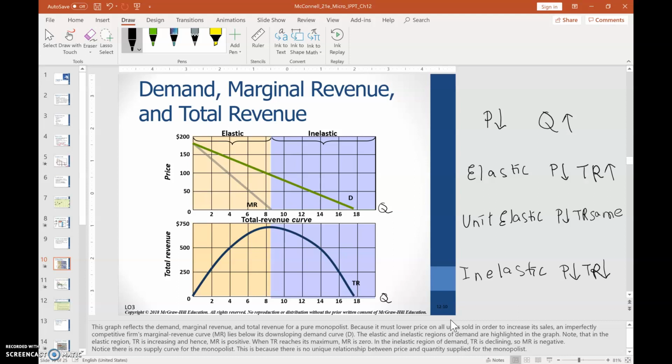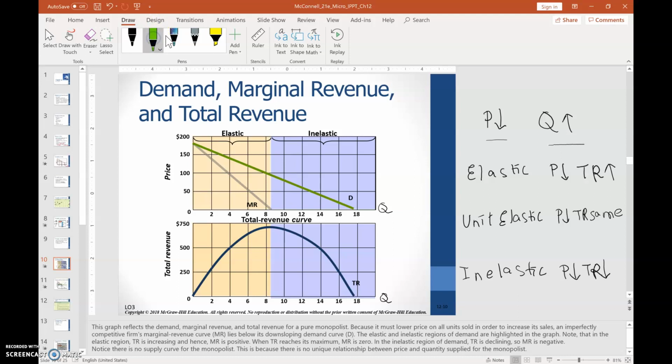So I know that when price goes down, total quantity produced goes up. Now, from the concepts in the chapter on elasticity, we have an elastic demand curve, and when price goes down, total revenue goes up. And for a unit elastic demand curve, price goes down, total revenue is the same. And for an inelastic demand curve, price is down, total revenue is also going to go down.